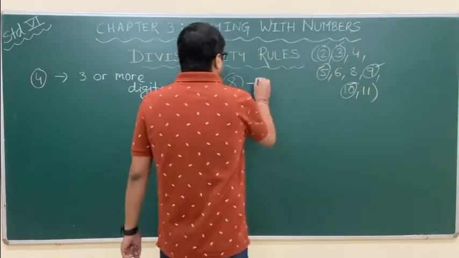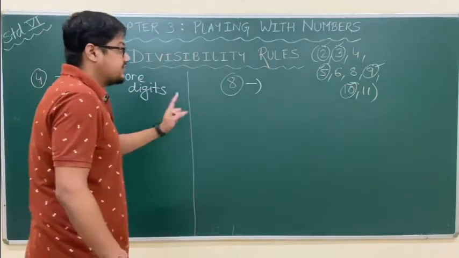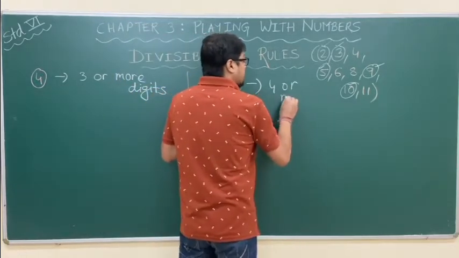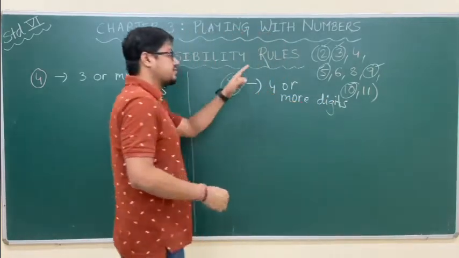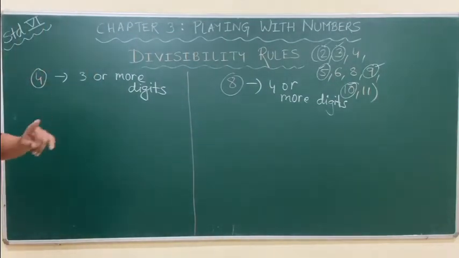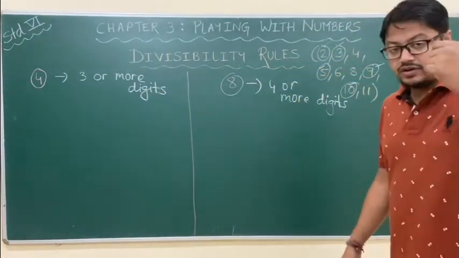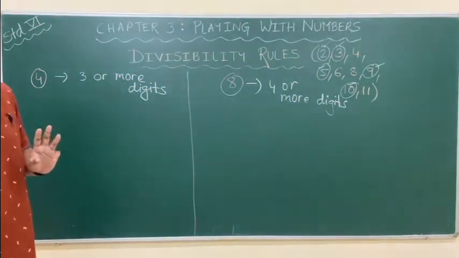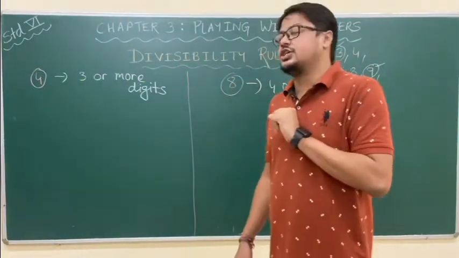In the same way, the divisibility test of 8 is only applicable for numbers which have 4 or more digits. So these are different from the other divisibility tests. Other divisibility tests we can apply for any number, but for 4 and 8 there are certain conditions. I repeat once more. The divisibility test for 4 is applicable only when the given number has 3 or more digits. It has to be a 3 digit or more than that. It is not applicable for 2 digit and single digit numbers.